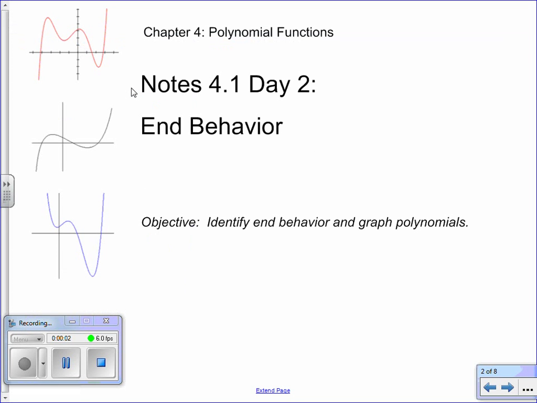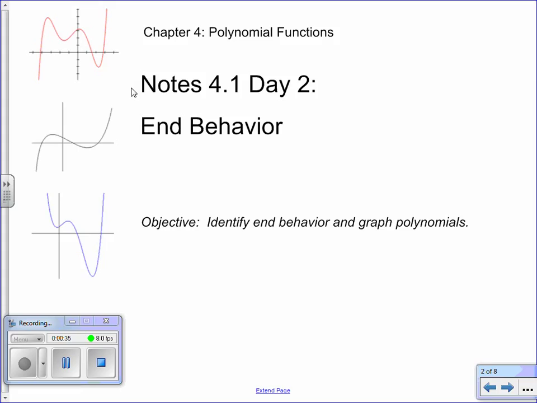Okay, so for day 2 of 4.1, we're going to look at end behavior. And we have 2 goals today. Our main goal is to be able to identify end behavior. Just the same way yesterday we practiced identifying degree, leading coefficient, constant term, total number of solutions, max number of turns. Today you'll be able to tell me what's happening on the far ends of your graph. And then we're going to put all that information together to help us graph polynomials.